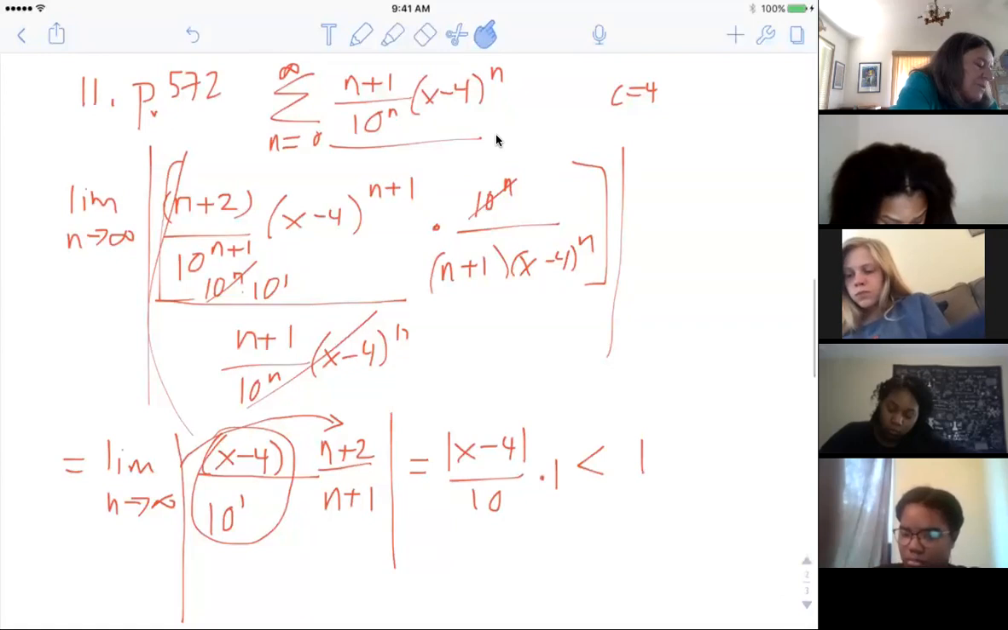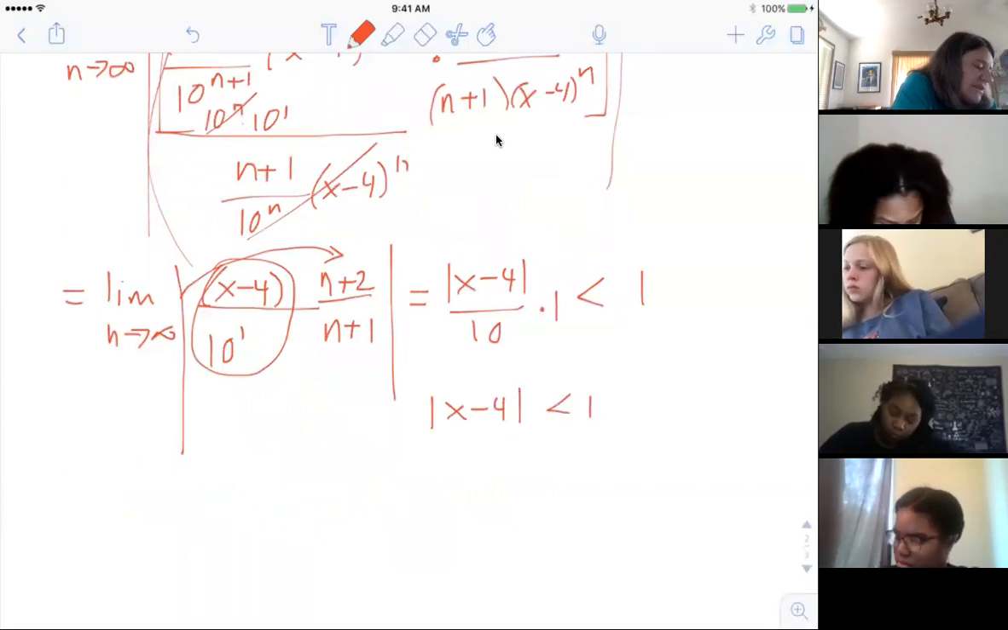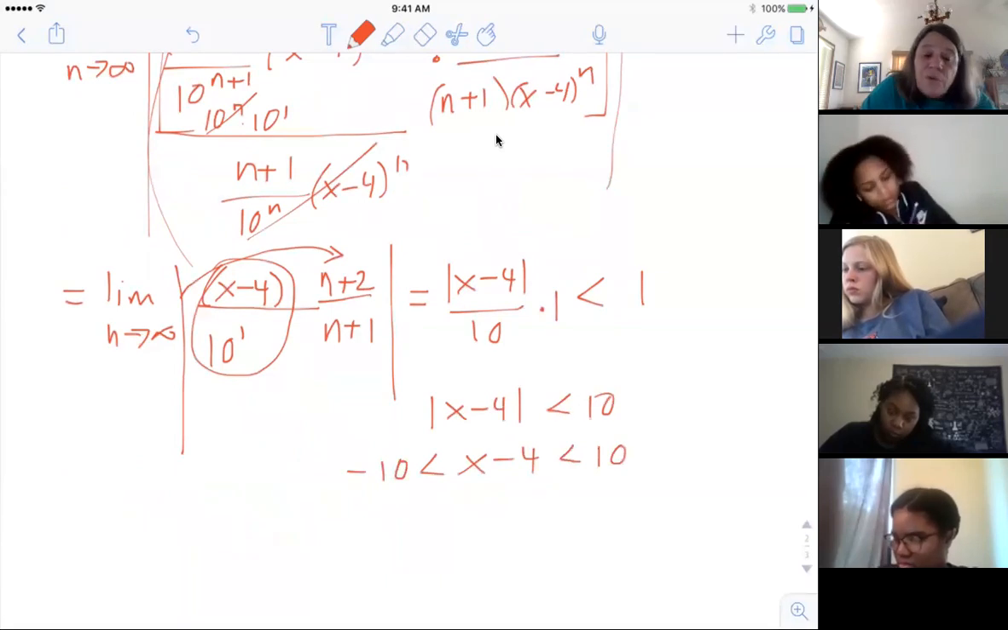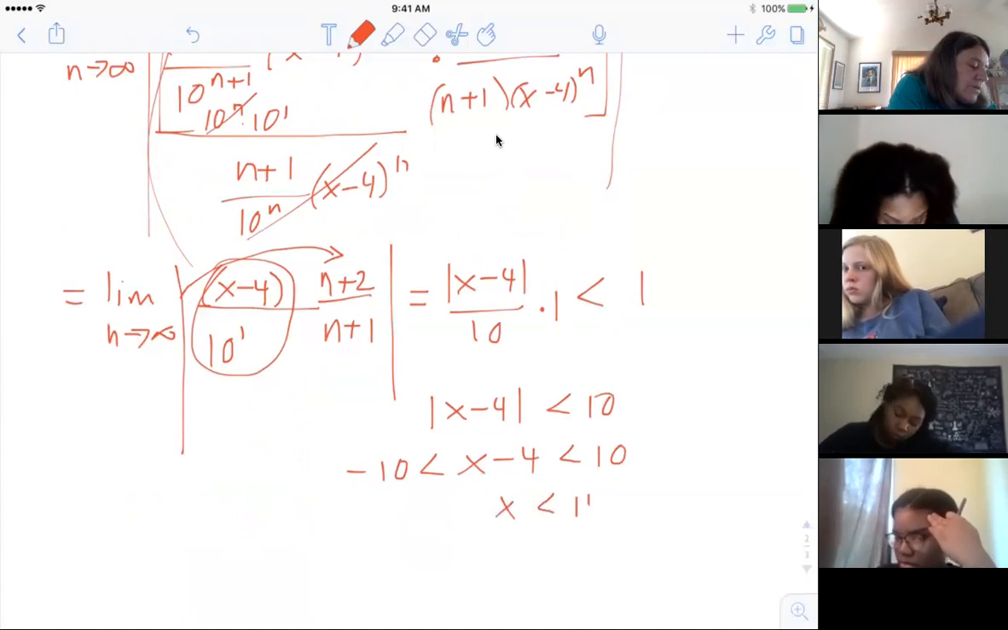I'm going to multiply both sides by 10. And that'll say the absolute value of x minus 4 is less than 10. And that says x minus 4 is less than 10 and bigger than minus 10. That's going to be my interval of convergence without checking the endpoints yet. Add 4, I'll get 14. Add 4 here, I'll get minus 6.